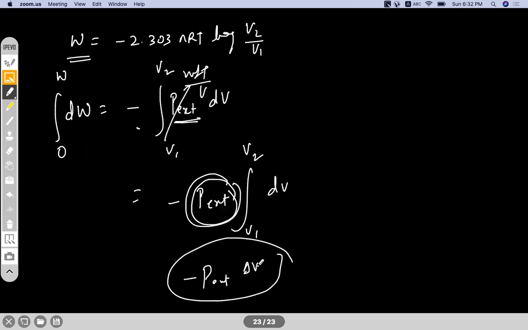Have you done reversible, irreversible process in physics? Okay, no problem. So this is the reason why we took P external out of the integral sign. I can directly tell you P external is a function of volume here. That's why we are not taking it out.